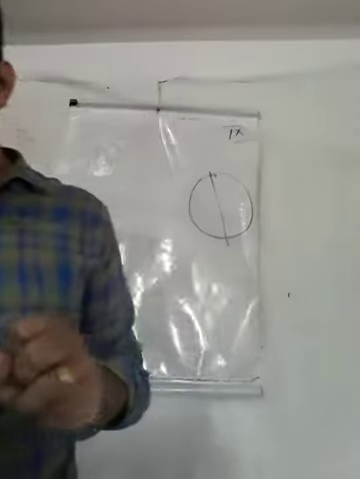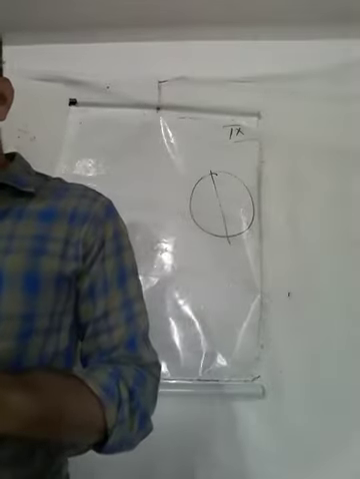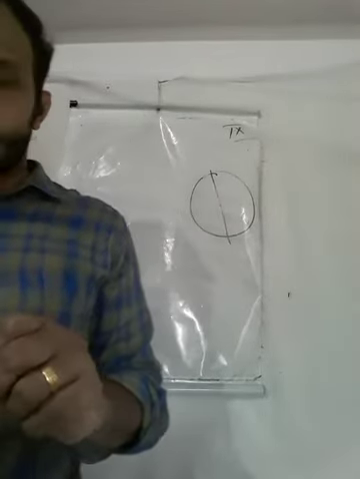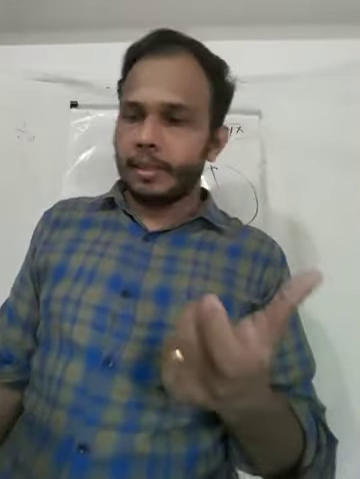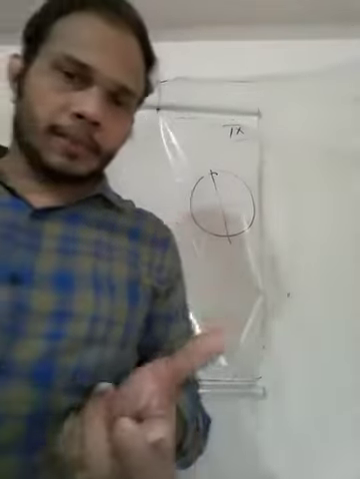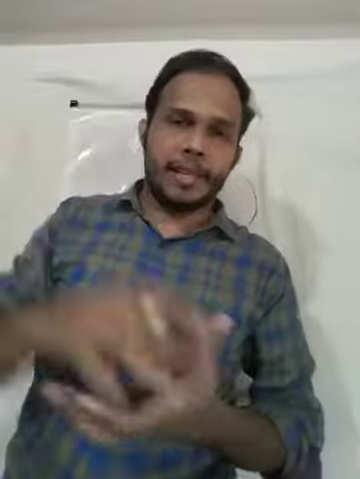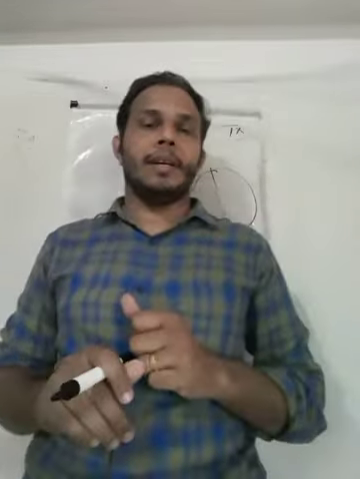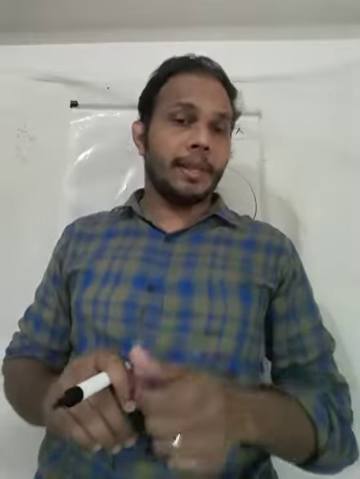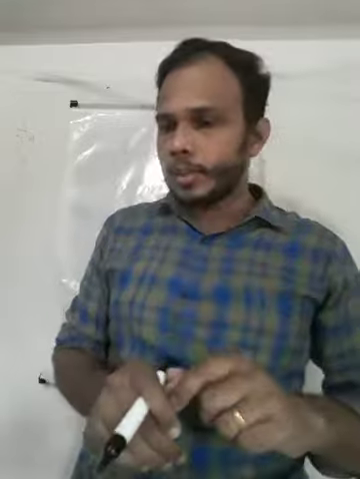Find the cost of painting the curved surface of the pillar at a rate of 12.50 per meter square. So we need to find the cost of painting the curved surface area. When painting, we don't paint the top and bottom of the pillar, only the curved surface area. So this is in the form of a cylinder. What is the formula for calculating the curved surface area of a cylinder? That is 2πrh.